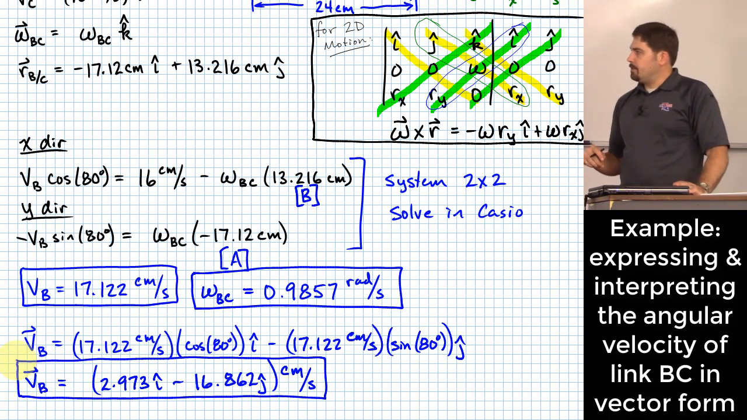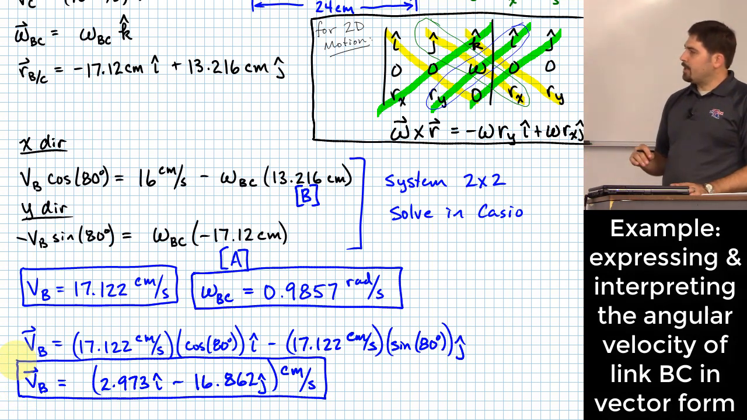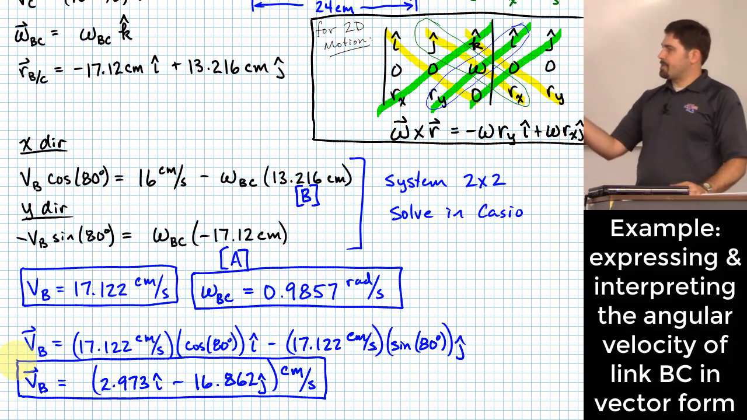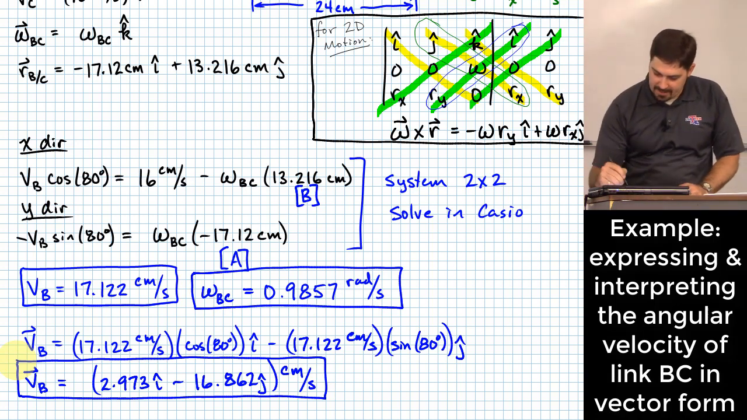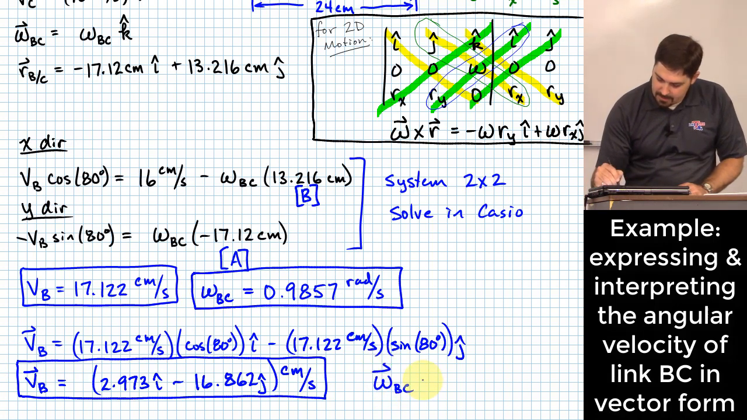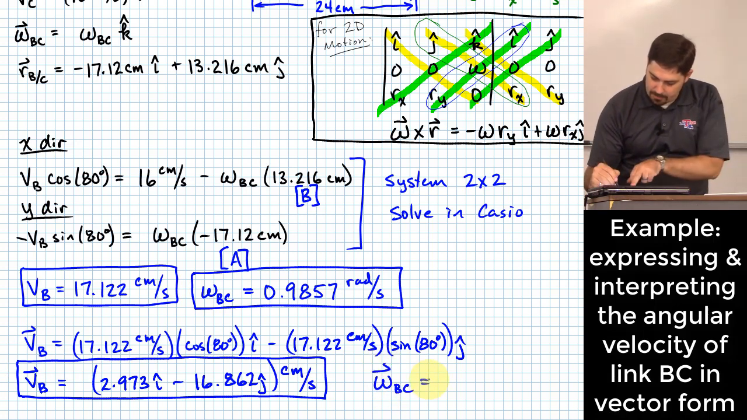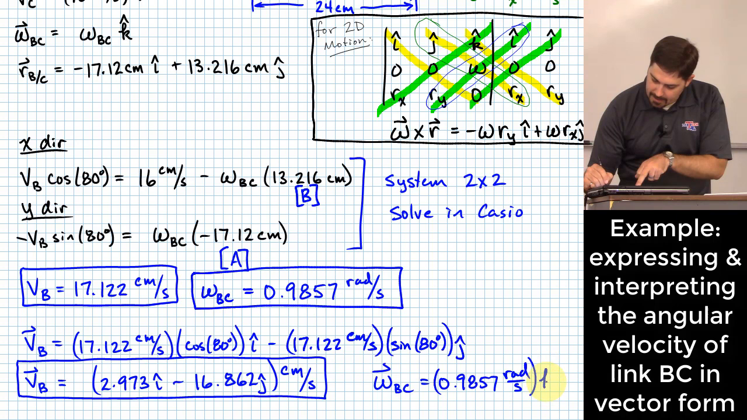Okay, and if I wanted to figure out what my angular velocity is in terms of my vector, that one's even easier because all I have to say is this. It's just omega BC is going to be equal to 0.9857 radians per second. I'll go ahead and put that in, radians per second.